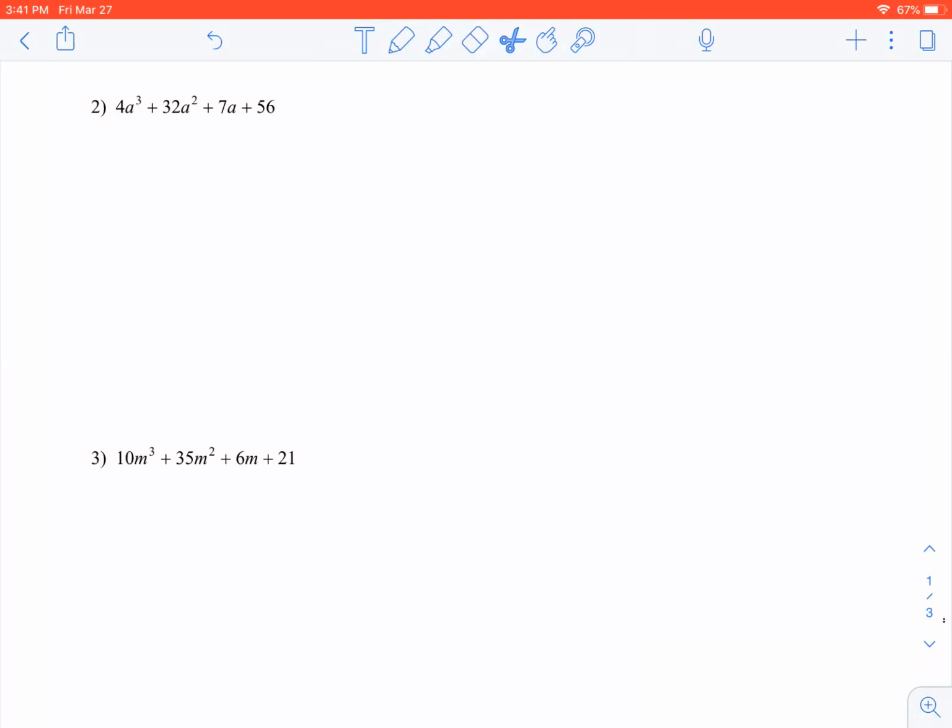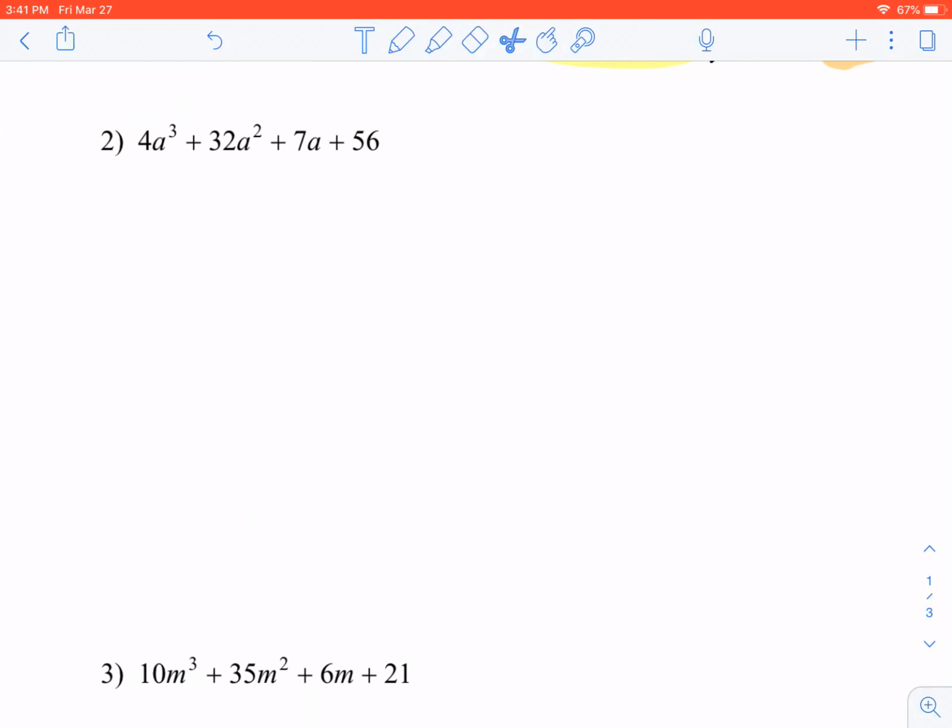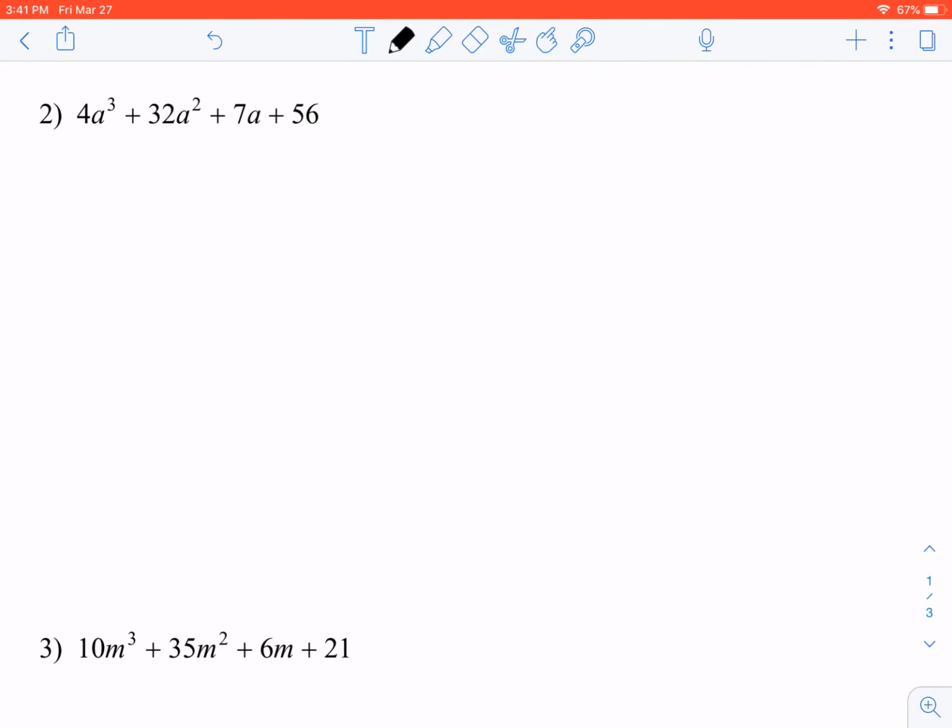And we can see 4 is common to 32, but it's not common to 7 or 56. So there's no GCF in this problem. There isn't a common variable in all of them. So there's no GCF that I can take out of all 4 of these. Okay? So we know we can start then with our grouping method.